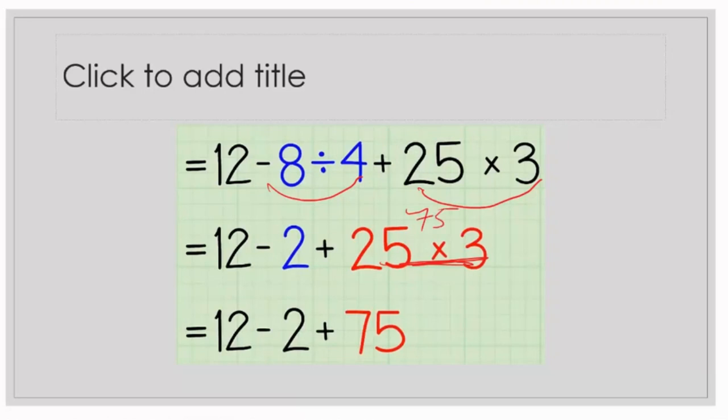I'm not breaking any rule. Okay, so now you've got 8 divided by 4, which is 2. This one, 25 multiplied by 3 is 75. It's just that this one is showing you step by step.